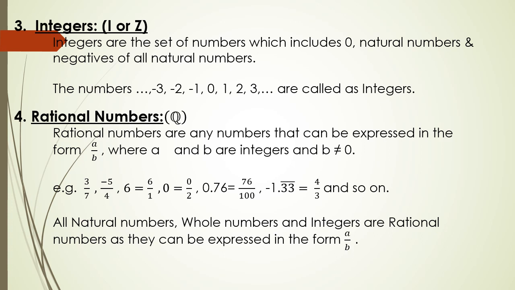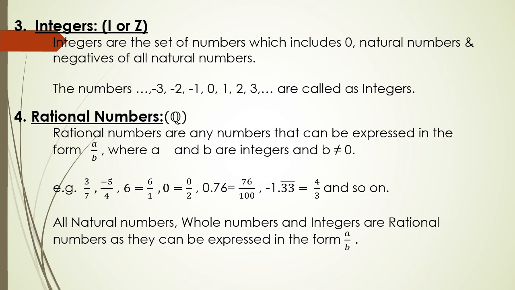0 can be written as 0 upon 2 or by taking any non-zero denominator. So 0 is also a rational number. There is no condition on the numerator. Numerator can be 0, but denominator should be strictly non-zero.